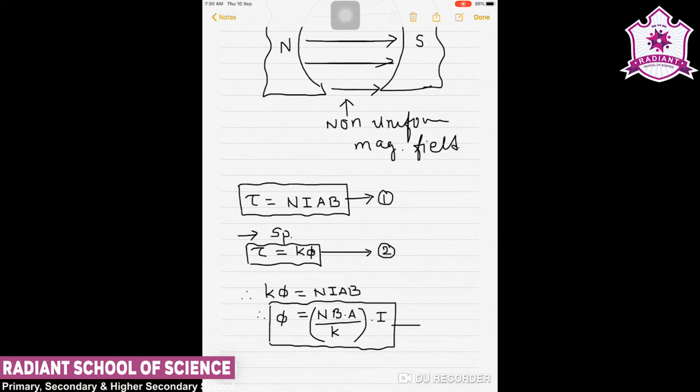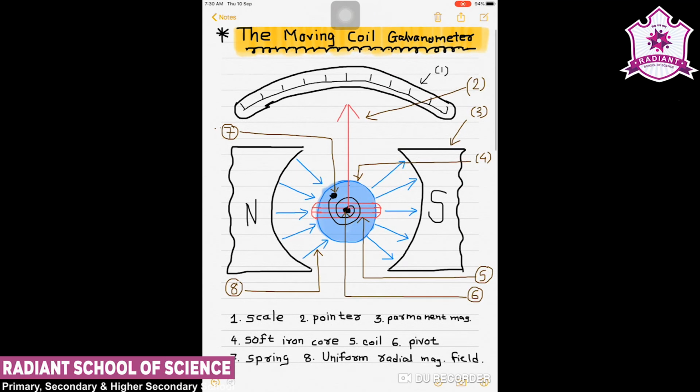So from this equation we can say that the deflection of the pointer of the galvanometer is directly proportional to the current passing through the coil, and that is the main use of the galvanometer: as we pass the current, it will show the deflection. It is very clear in the given figure above. If no current is flowing, the pointer will be at the center as shown in the figure, but as current passes, it will give the deflection.